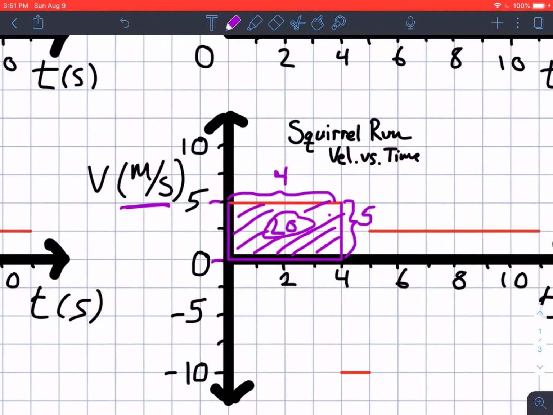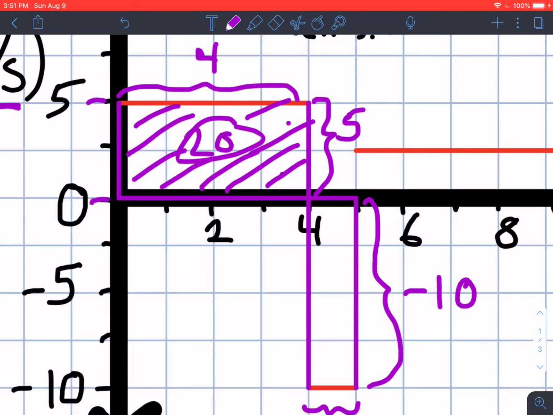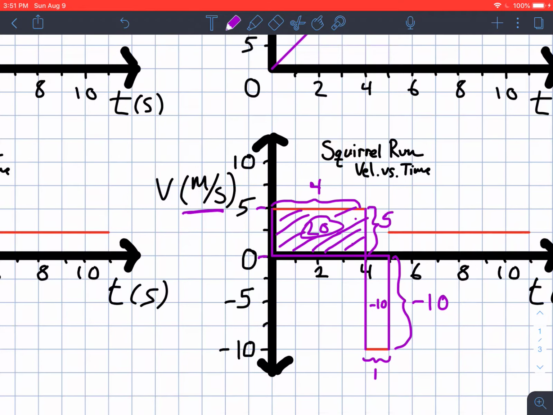Okay? So now let's look at the second part of the velocity graph here. The next part is this section down here. And this section has a width of 1 second and a height of -10 meters per second. -10 times 1 is just -10. So that has an area of -10.